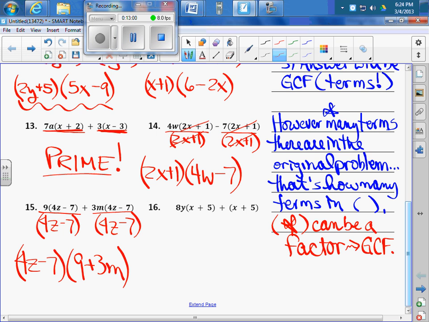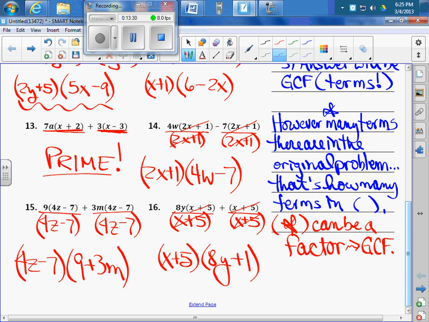And last but not least, number 16, the one that we've been waiting for, the most important problem, the last one. We have an x plus 5 in common. Put it in parentheses. Now when we factor that out, we have x plus 5. Now when we factor these out and cancel them, what do we have left? 8y. Keep in mind what we were talking about up here earlier, when we cancel these, what do we get? Right, plus 1.